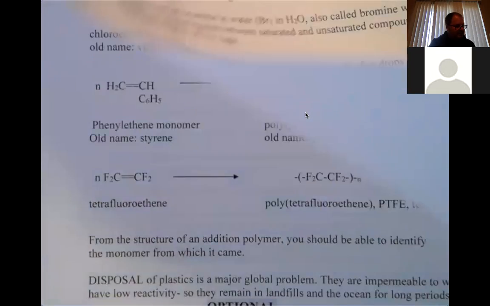Next time we'll do polymerization and talk about polymers.